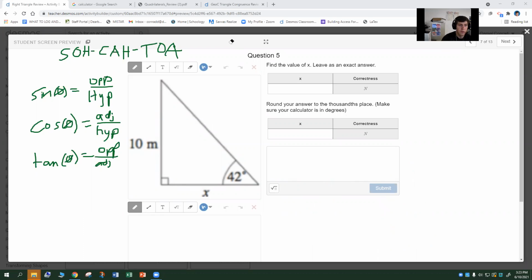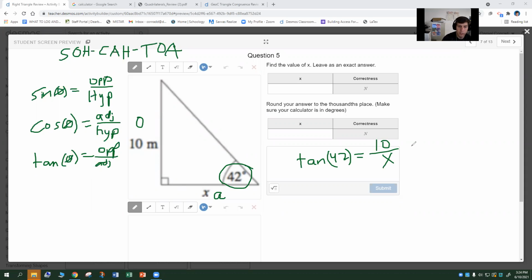Right, we need to solve for x. So we want to circle the angle, label our sides. 10 is across, so that's opposite. X is next to, so that's adjacent. So we have opposite and adjacent, so we're going to use tangent. So the tangent of the angle, we input the angle measure, so tangent of 42 equals opposite over adjacent. So opposite is 10, adjacent is x. Then we solve for x.